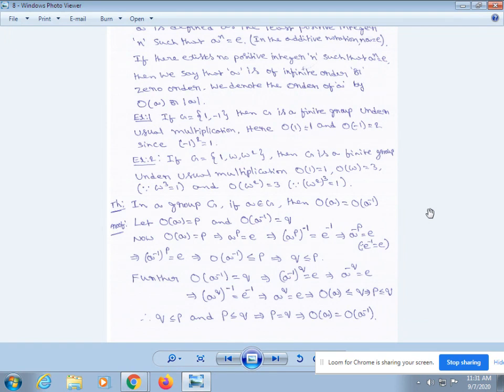In the same way, a power minus 1 whole power q, which is nothing but a power minus q, is also equal to e. That implies a power q whole inverse equals e inverse. e inverse is nothing but e. That implies a power q equals e. That implies order of a is less than or equal to q, that implies p is less than or equal to q. Therefore, q is less than or equal to p and p is less than or equal to q. By inequality, p equals q. That implies order of a equals order of a inverse.